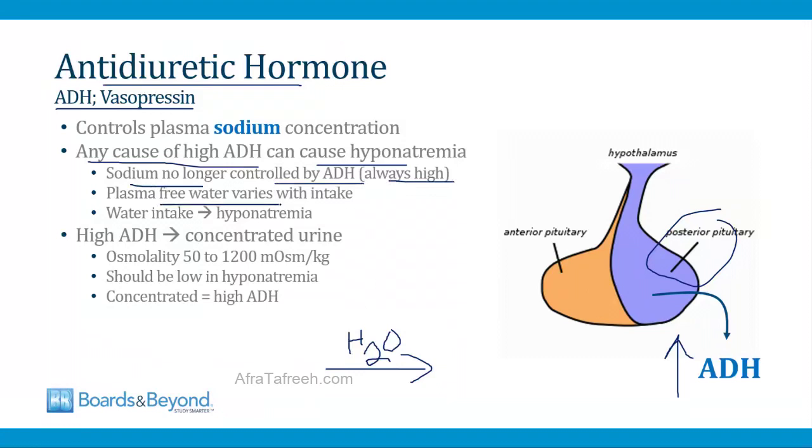Basically, all the water that you take in is going to be retained by the kidneys, and most of us drink more water than we lose in a day, and therefore when we take in that excess water, that will lead to hyponatremia. A high ADH level also leads to a concentrated urine.